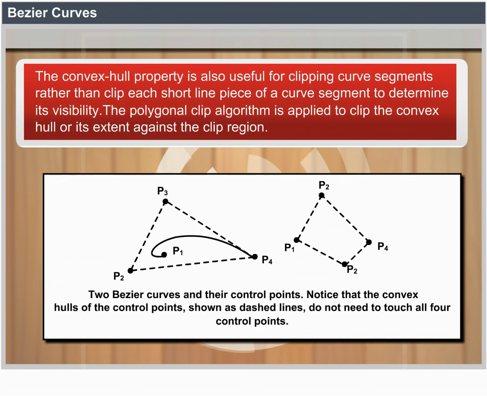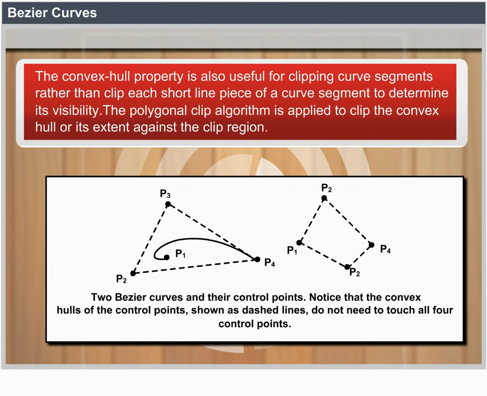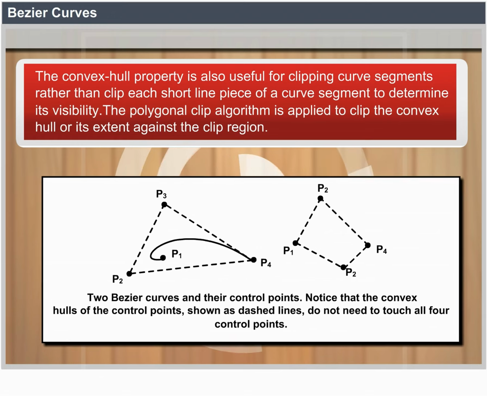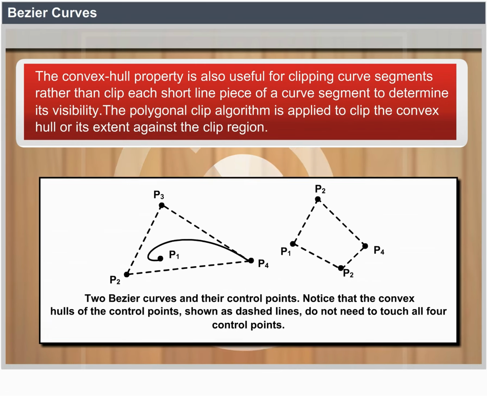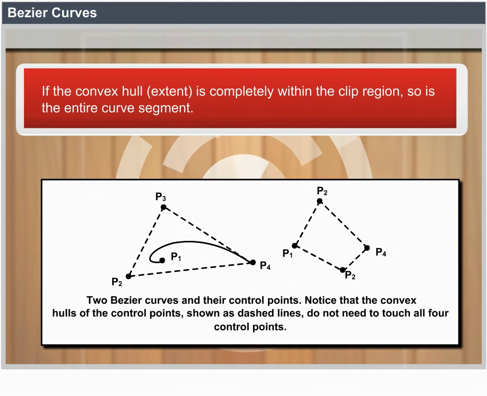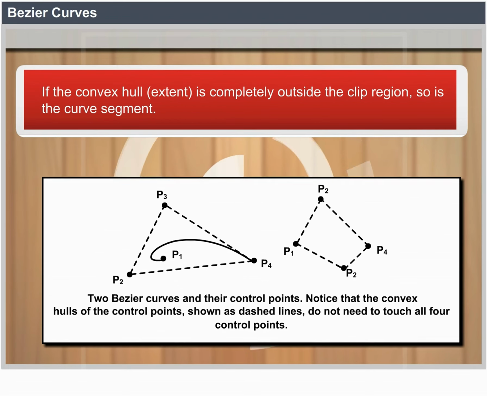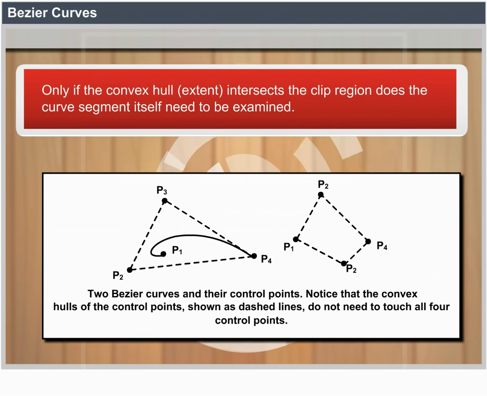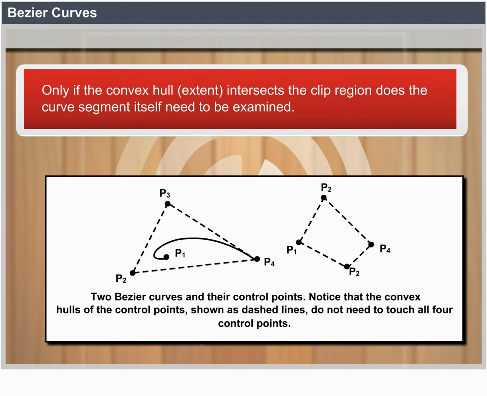The convex hull property is also useful for clipping curve segments. Rather than clip each short line piece of a curve segment to determine its visibility, we first apply a polygonal clip algorithm to clip the convex hull or its extent against the clip region. If the convex hull extent is completely within the clip region, so is the entire curve segment. If the convex hull extent is completely outside the clip region, so is the curve segment. Only if the convex hull extent intersects the clip region does the curve segment itself need to be examined.